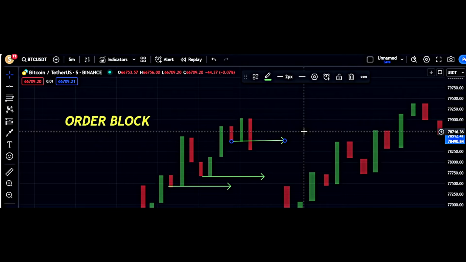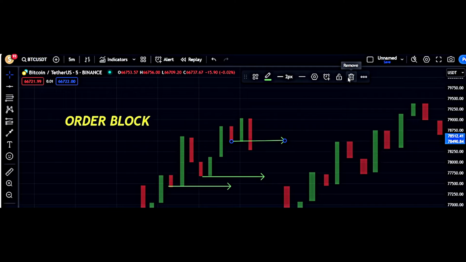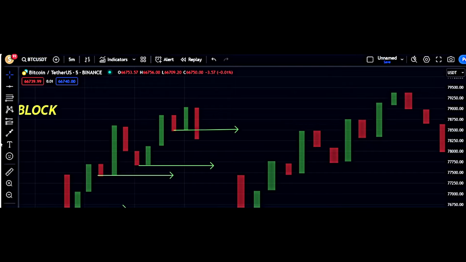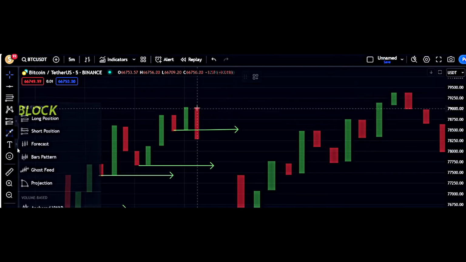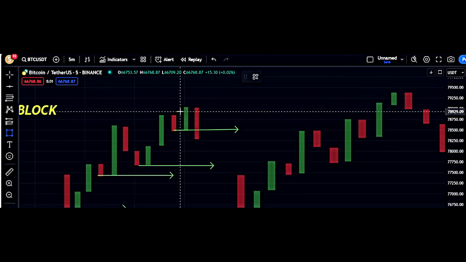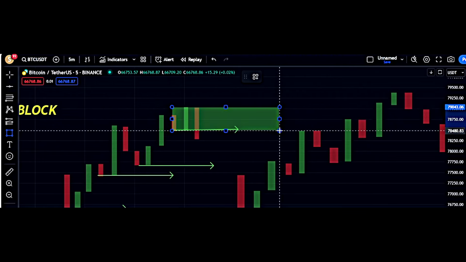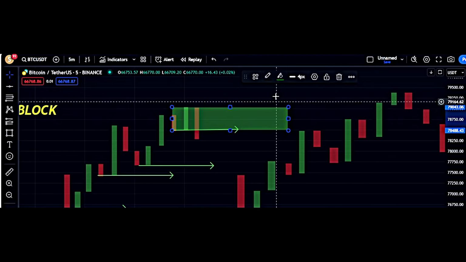So what is an order block? An order block is a block where the major selling or major buying happens. Let's say in this case, once this is broken, we will make a block. So let's take a block. In this candle, the market changed direction. The previous opposite color candle body should be marked as an order block.